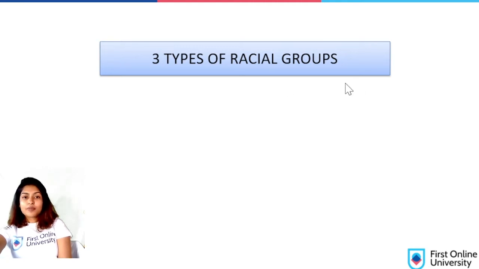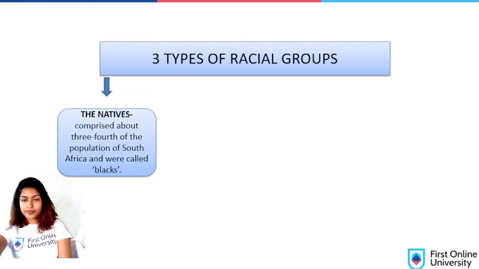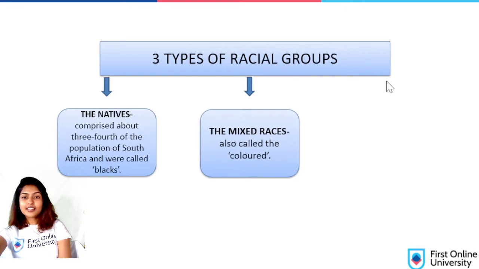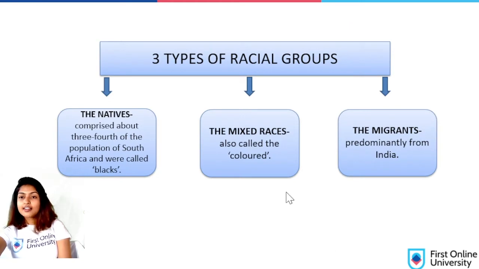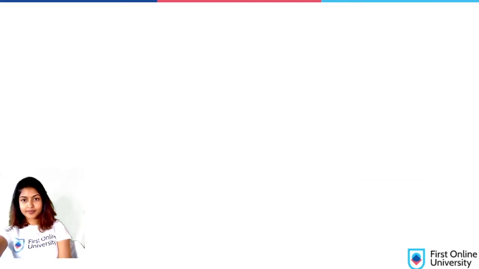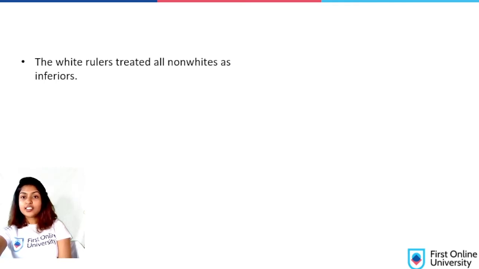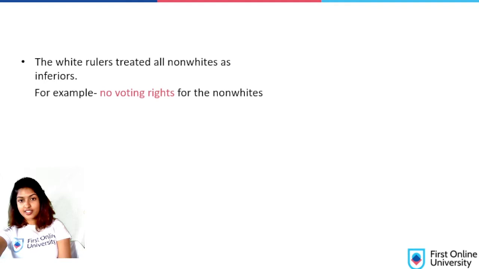So let's see the three types of racial groups that were in South Africa. The first was the natives. The natives comprised about three-fourths of the population of South Africa and were called the blacks. The second was the mixed races, also called the colored. And the third category was the migrants, predominantly from India. The white rulers treated all non-whites as inferiors. So there was a superior and an inferior kind of complex here.